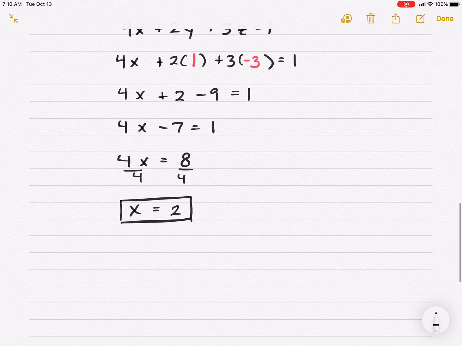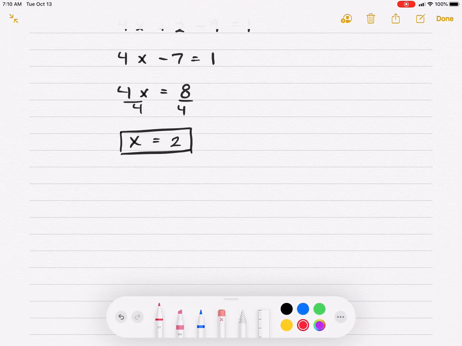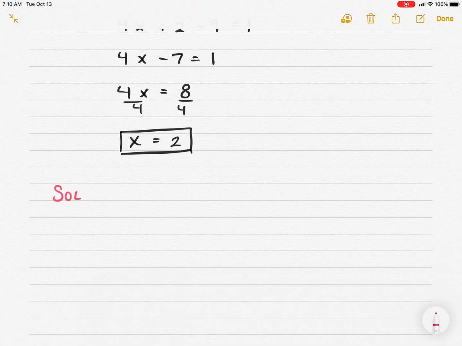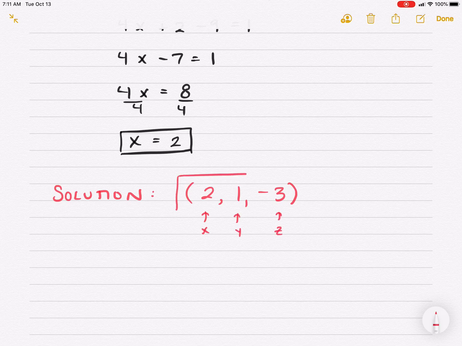So finally, let's talk about the way that you're going to write your final answer, okay? Your final solution is going to be written as an ordered triple. An ordered triple is going to be written as an x-coordinate, a y-coordinate, and a z-coordinate, okay? This is the x, this is the y, and this is the z. Now, I did in class talk about what a system of 3 variables looks like and what the solution would look like visually. So I can definitely share that with you in class next time you're there.